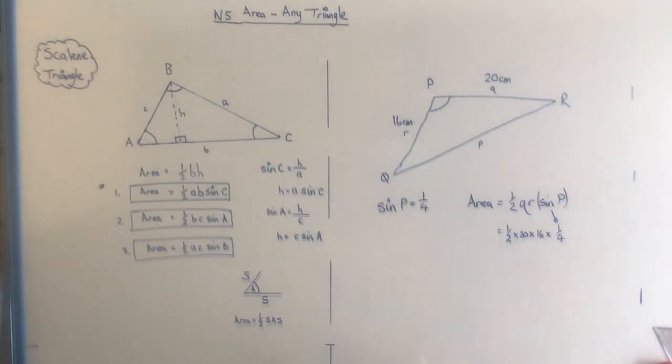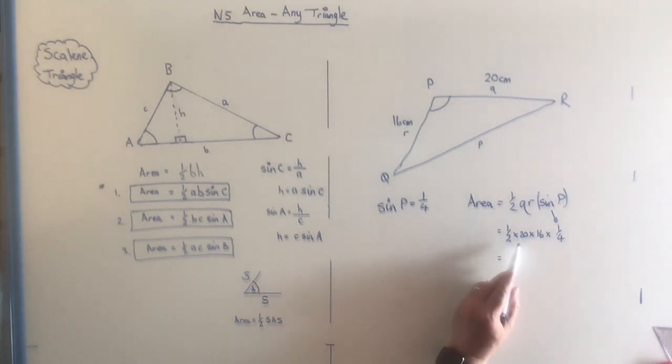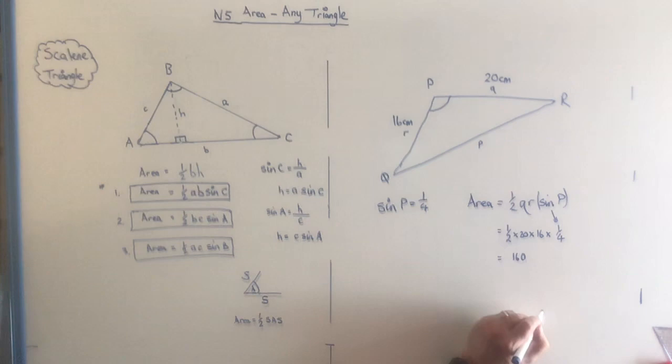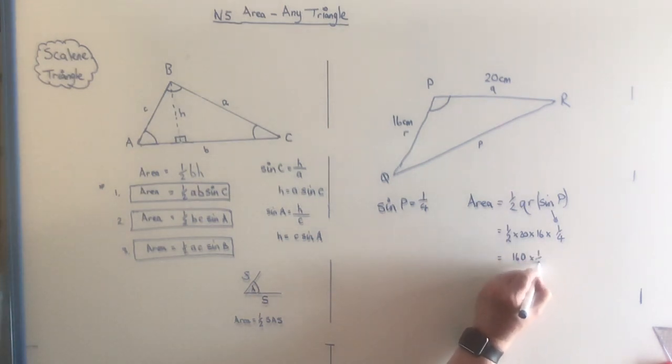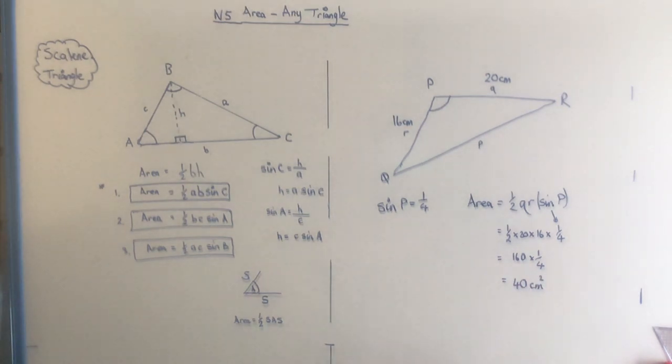Lots of people make the mistake in the exam, they put sine of 1/4 and they get all mixed up. Okay, so let's work that out. Half of 20 is 10. 10 times 16 is 160 times 1/4. And the answer comes out to be 40 square centimetres again, just like the last one.